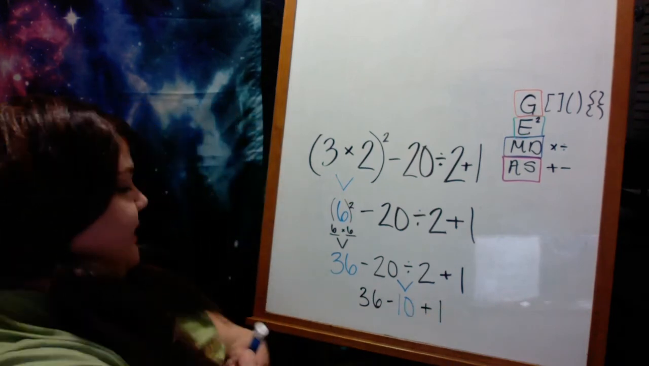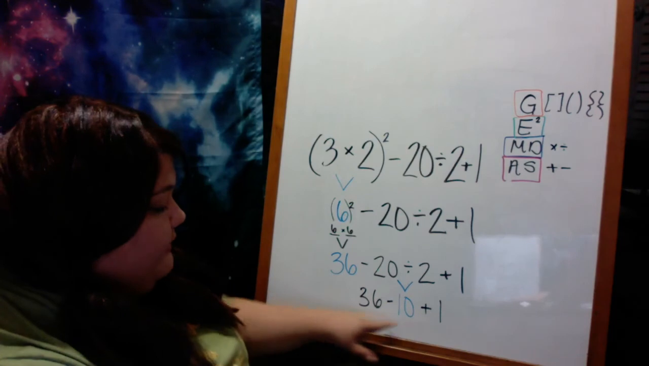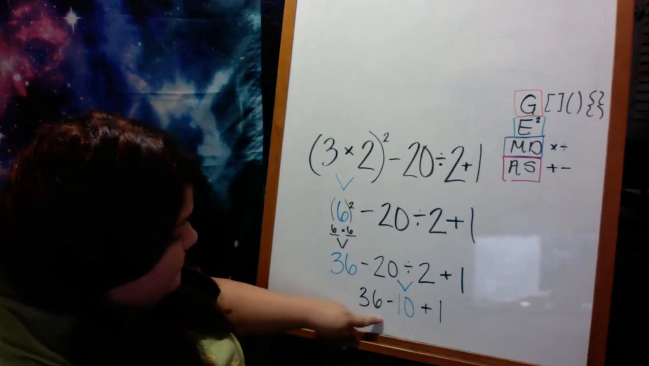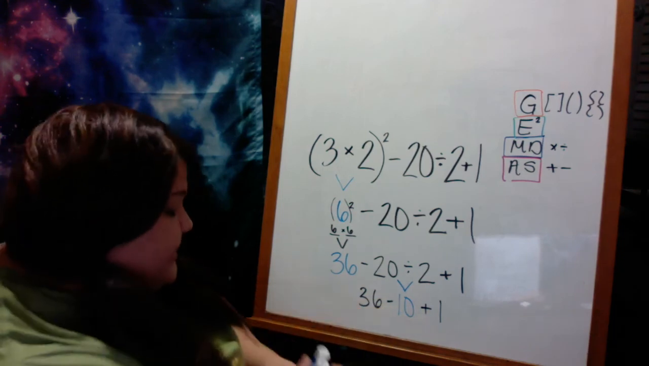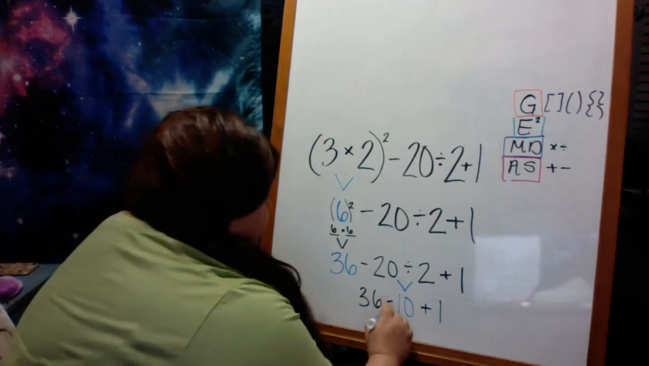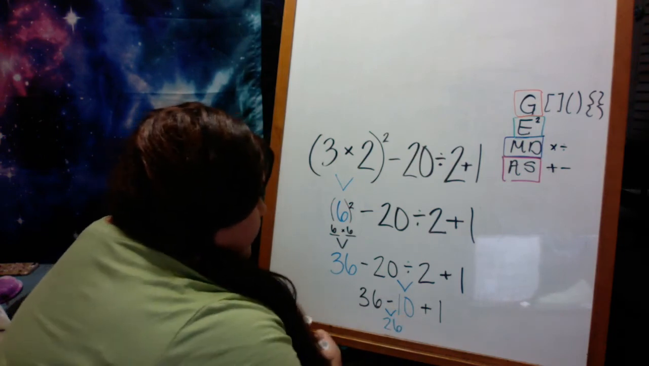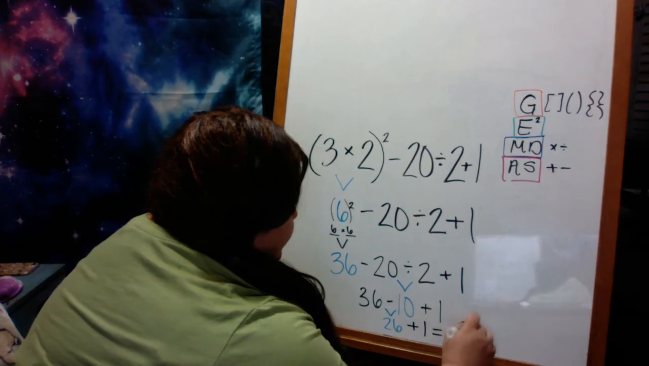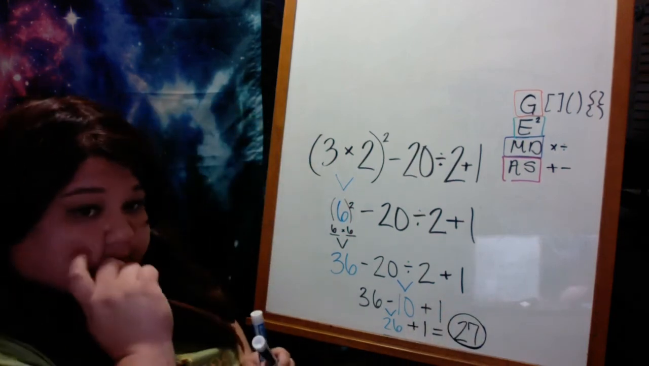Okay. Now, do I have any addition or subtraction? I have both of them again, but this time if I read it, starting on this end, 36 minus 10 plus 1, I come across the minus sign first. So 36 minus 10 gives me 26. And 26 plus that 1 gives me 27. So my answer to this one is 27.